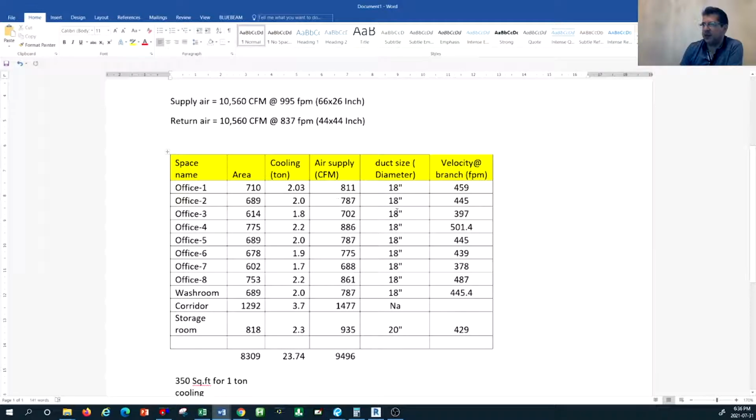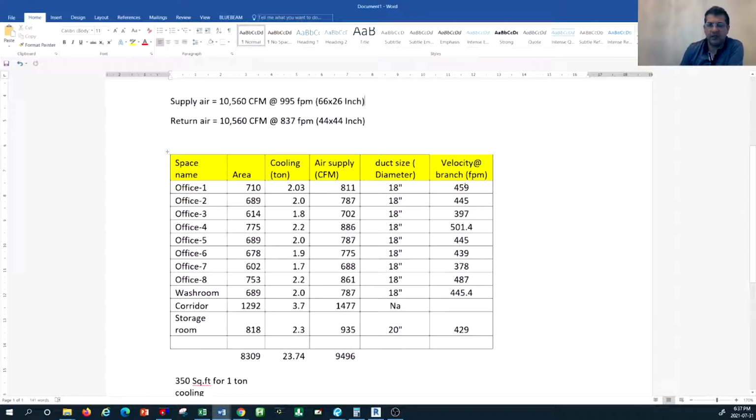And then based on this, I have sized my branch ducts going into every office. So if you look at here, duct size, diameter. These sizes are all based on the diameter. I have used the circular duct getting into every office. So I've sized them based on this velocity. So at 18 inch, for example, for supplying 811 CFM, your air velocity would sit at 459 in that range, which is a good air velocity.